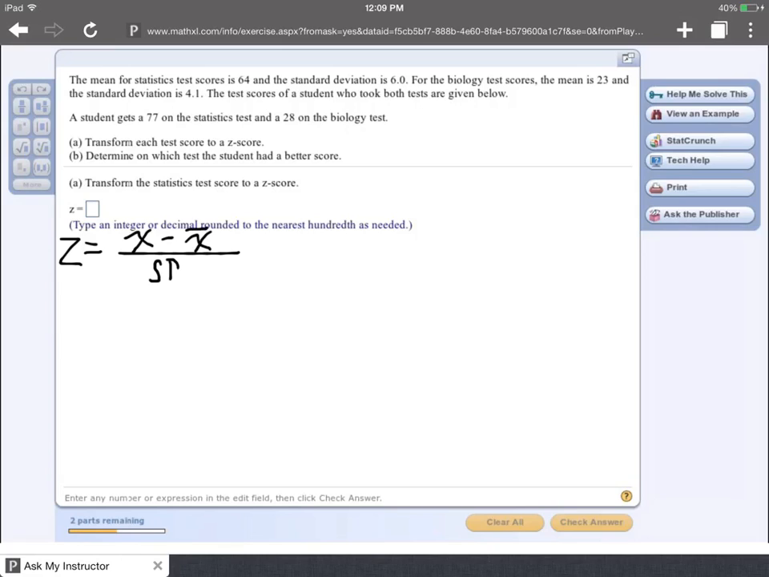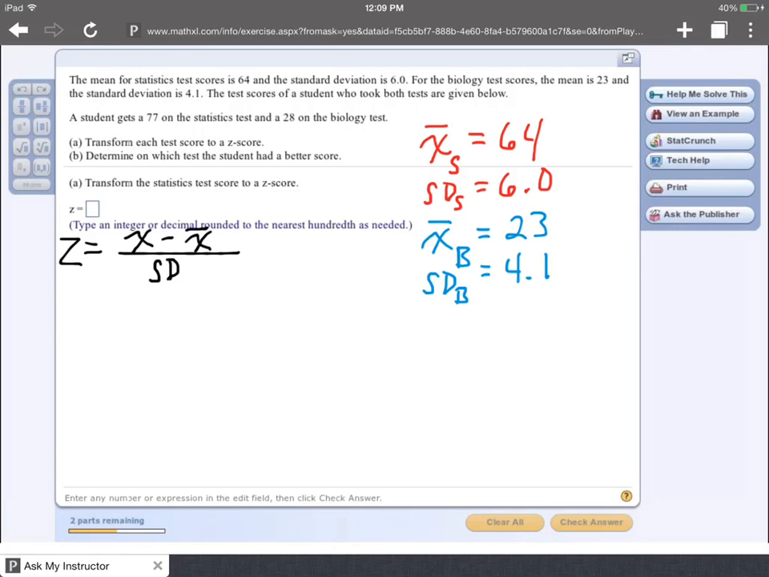So we need to use the z-score formula, which is going to be x minus x bar divided by the standard deviation. For this one, the mean for the statistics test is 64. The standard deviation for the statistics test is 6. Hence the reason I'm using the notation x bar sub s and sd sub s, where the sub s stands for statistics. Then we have the mean for the biology test, which is 23, and the standard deviation for the biology test, which is 4.1.